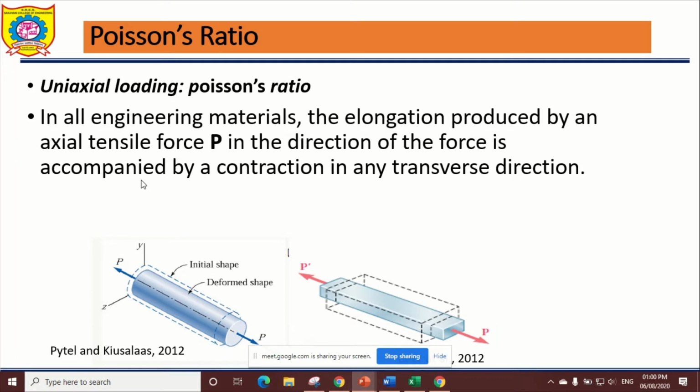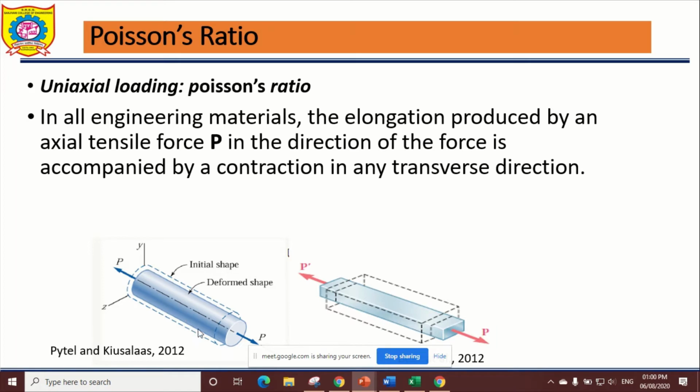So in all engineering methods, the elongation produced by an axial tensile force P in the direction of the force is accompanied by the contraction in the transverse direction. Means when we apply the load, then the two dimensions will be decreased.